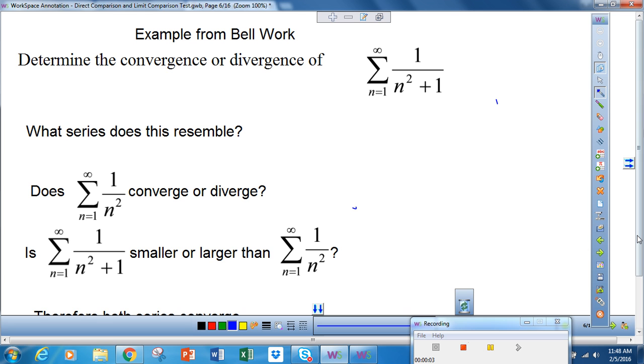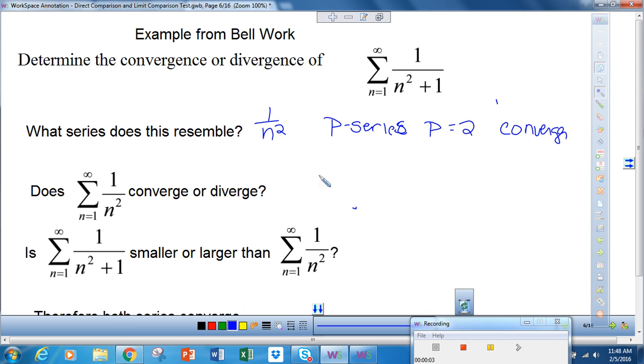Okay, let's do this example. We have the series 1 over n squared plus 1. So what we have to ask ourselves is, what does it resemble? You may see that it sort of looks like 1 over n squared. 1 over n squared is a p-series where p is equal to 2, and therefore it converges.